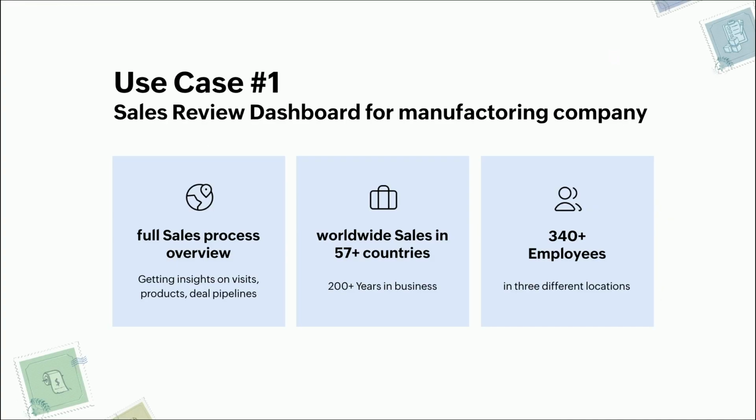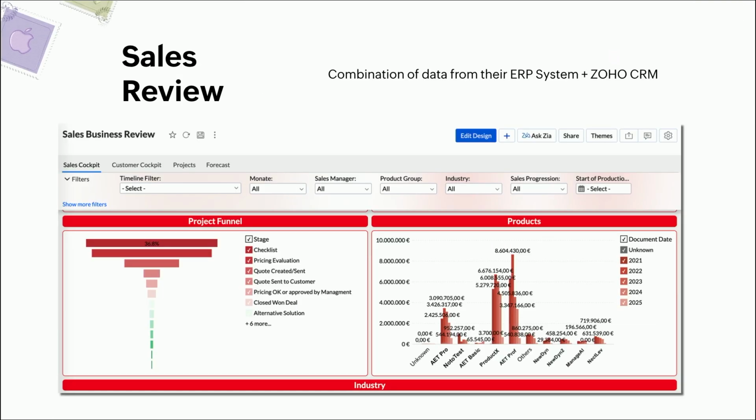The organization itself wanted a full service process overview. They're operating in 57 countries and have been in business for more than 200 years, so it's a very old-fashioned German company. They have more than 340 employees in 3 different locations within Germany, and worldwide it's even more. What they want to do is have some reporting, and this is actually an example of their reporting. Of course, I'm not showing their data.